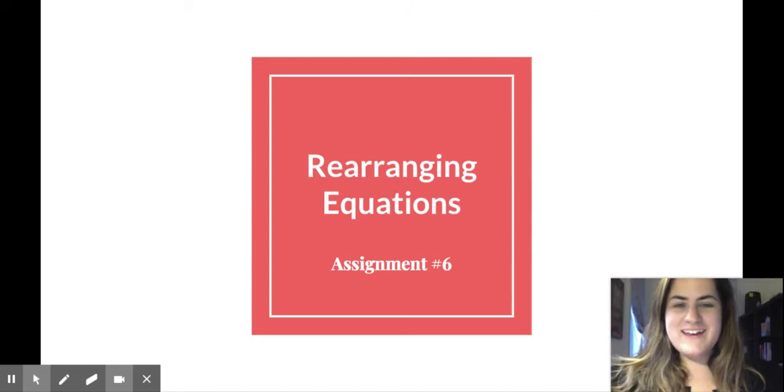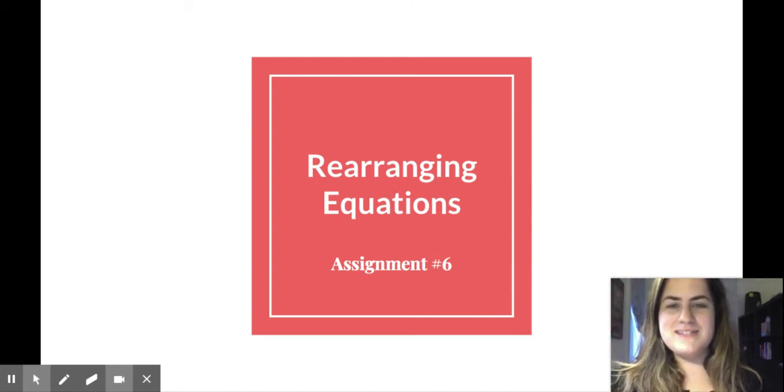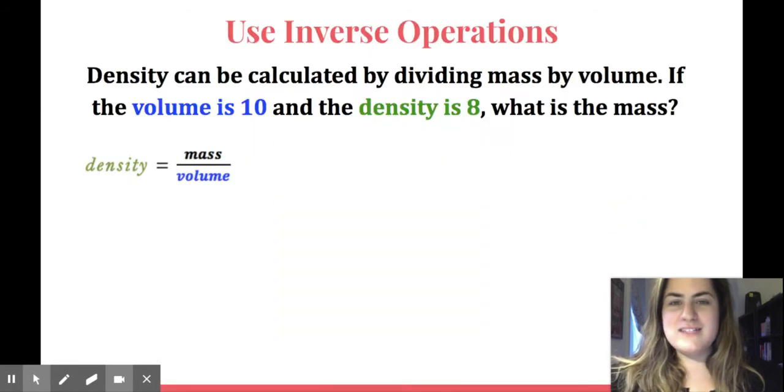Hello, welcome back. Today we're going to be doing assignment 6, which is rearranging equations. So after I do a sample problem, you're going to do a practice question or two based on what we just did on the slide. So basically we're using inverse operations.